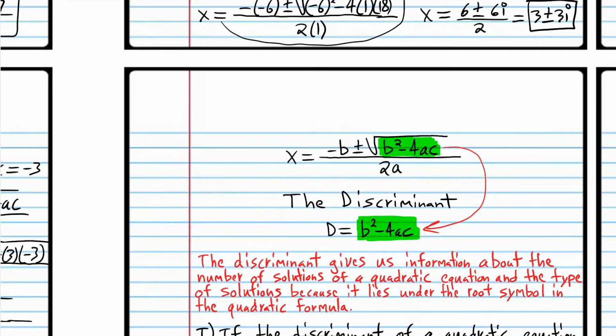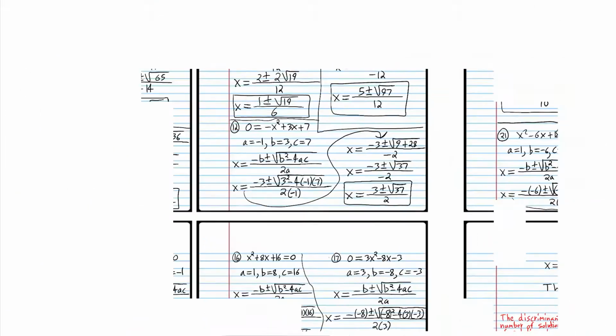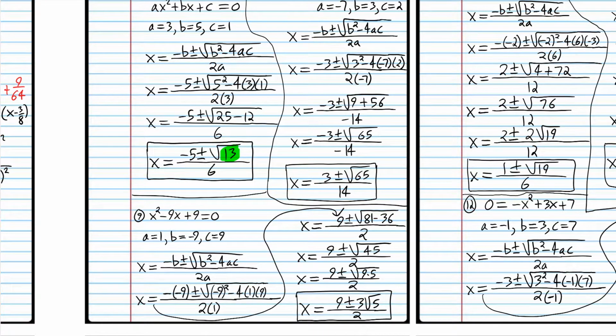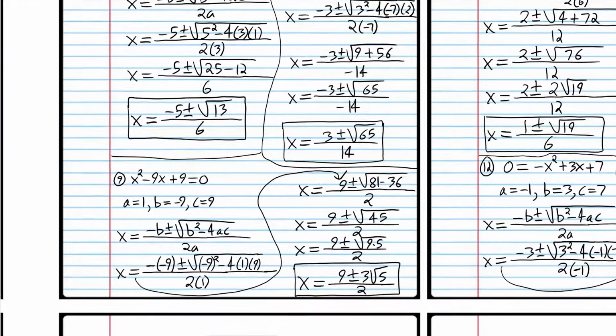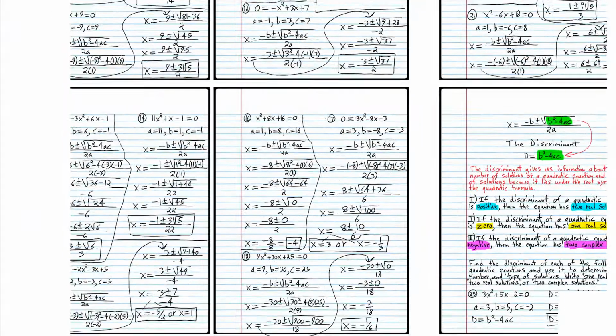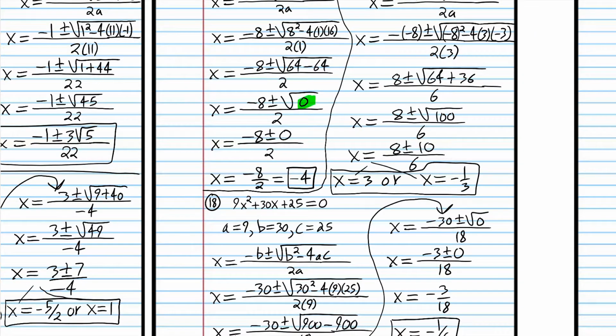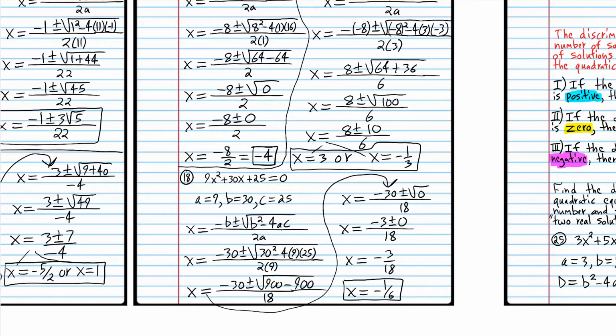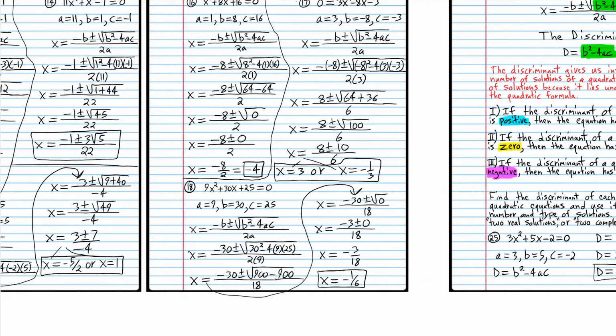And if you look at the previous problems, if you look under the root, notice that when we had a positive number under the root, 13 or 65 or 5, whenever we had a positive number under the root, we always had two real solutions. But when we had a 0 under the root, in these cases, we had only one solution, because the plus or minus, for all intents and purposes, just disappeared.